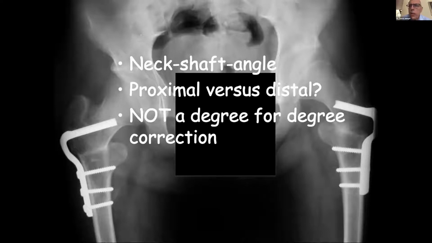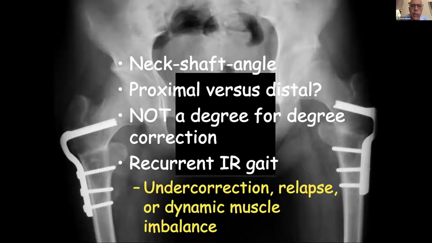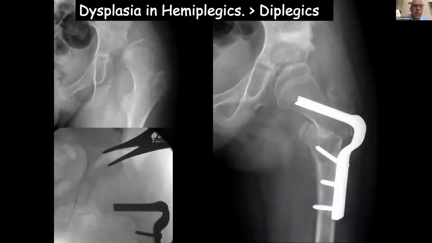One thing to understand is that if you correct version 20 degrees, it doesn't necessarily mean that you'll correct internal rotation of the thigh 20 degrees, not a degree for degree correction. And it's common to have relapse of internal rotation gait at more than 5 years follow-up. And some of this could, of course, be technical, relating to the degree of correction surgically. A lot of it could be due to dynamic muscle imbalance, the impact of the tensor and the anterior glutei, as well as the adductors. So it's a bit of a complex issue.